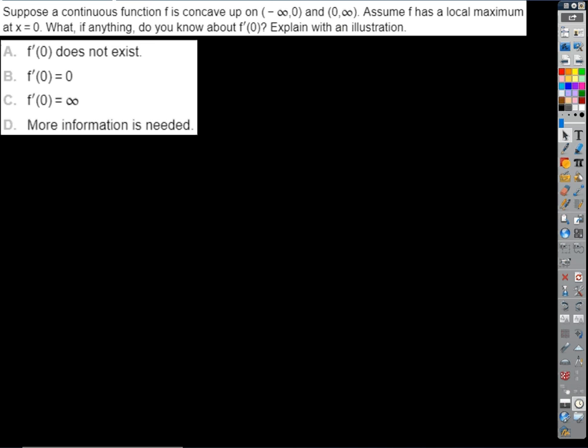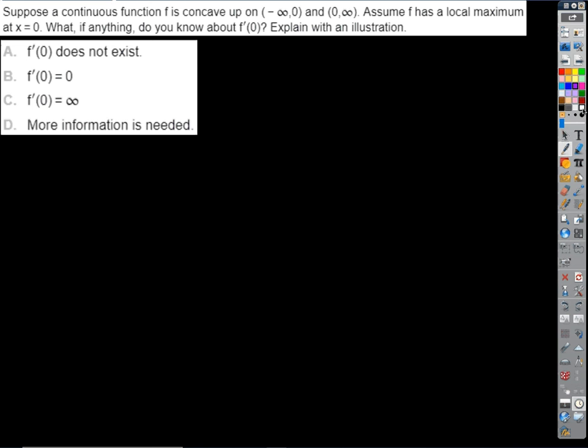Okay, so what about this now? So let's talk about it. If we know that the function is concave up everywhere except 0, right? Yes. Concave up everywhere except 0, and it has a local maximum, what does this thing have to look like?